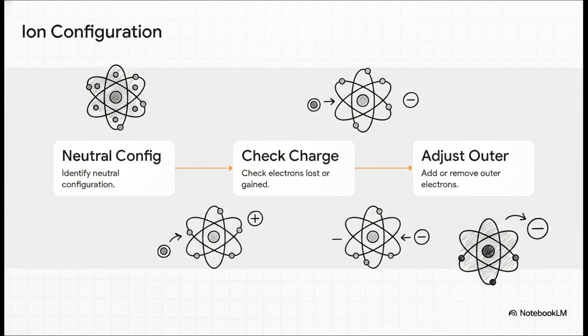And when they do this, they aren't neutral anymore. They lose or gain negative charges, transforming into charged particles that we call ions. If you lose a negative electron, you become a positively charged ion. If you gain a negative electron, you become a negatively charged ion.